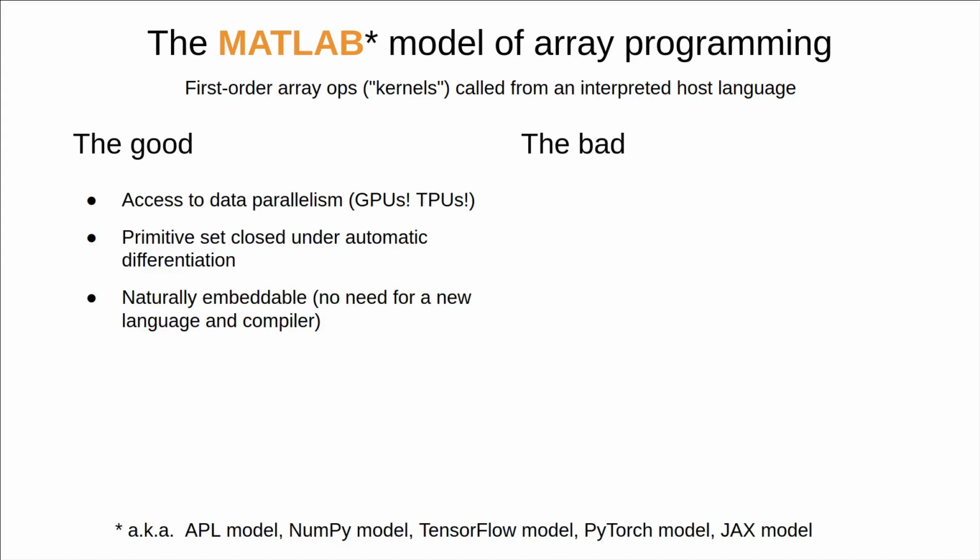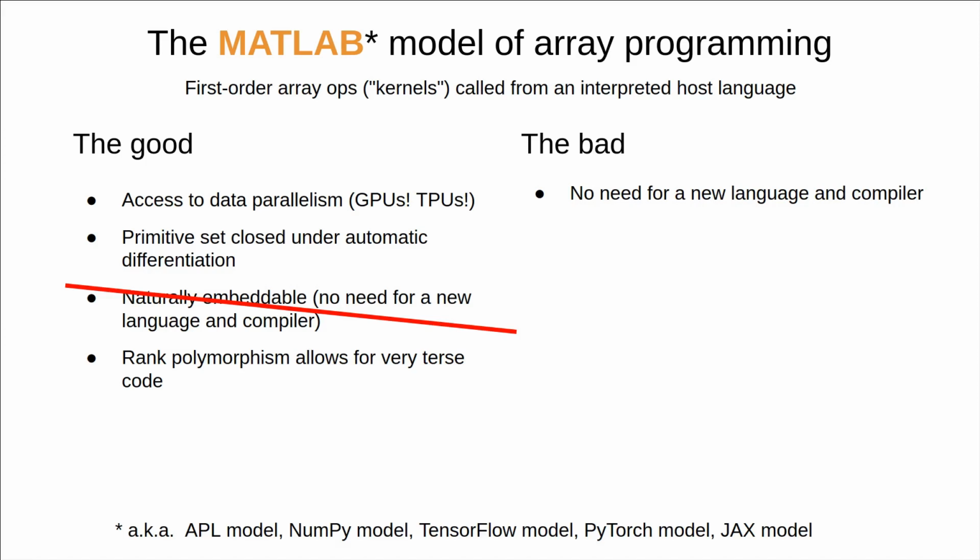Now, there's another interesting feature of the MATLAB model, which is that you often end up with really terse code because of this feature called rank polymorphism. I think it comes from APL. The idea is that each of your built-in operators comes with its own map. So if you want to, say, apply a matrix multiplication to several matrices at once, you can do that with a single call to the matmul operator, and you just give it a higher dimensional argument and it maps over all of the subarrays.